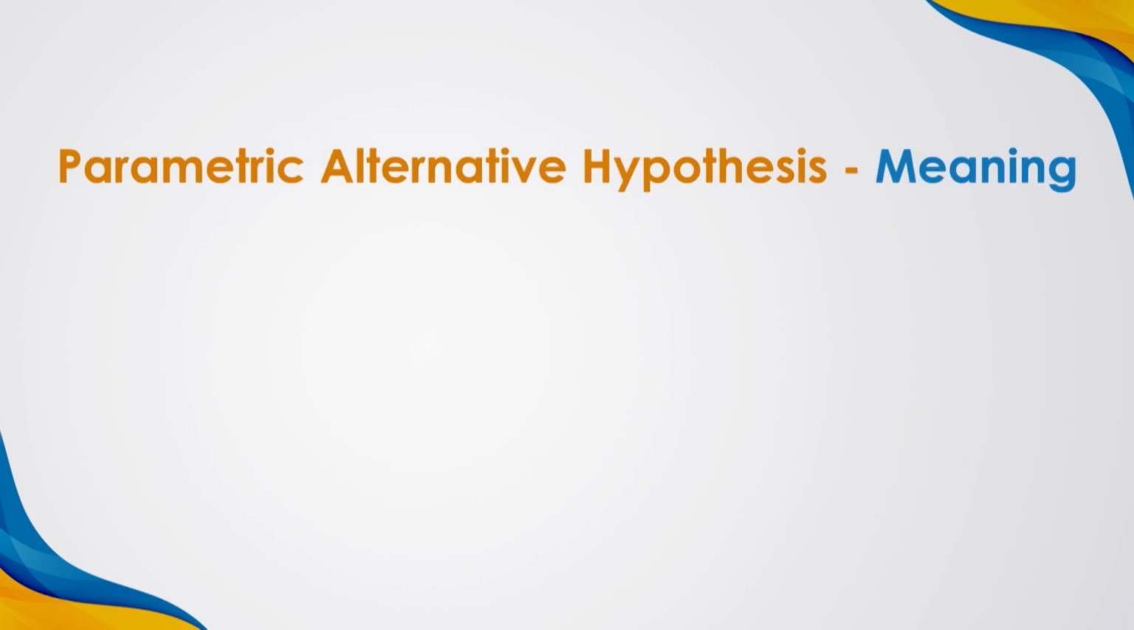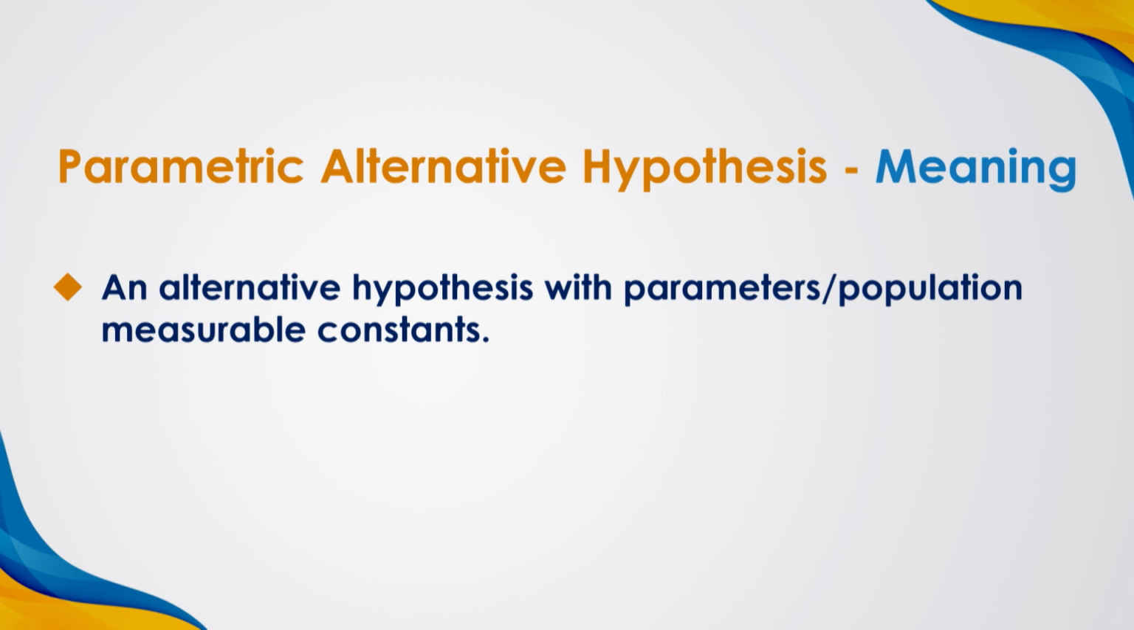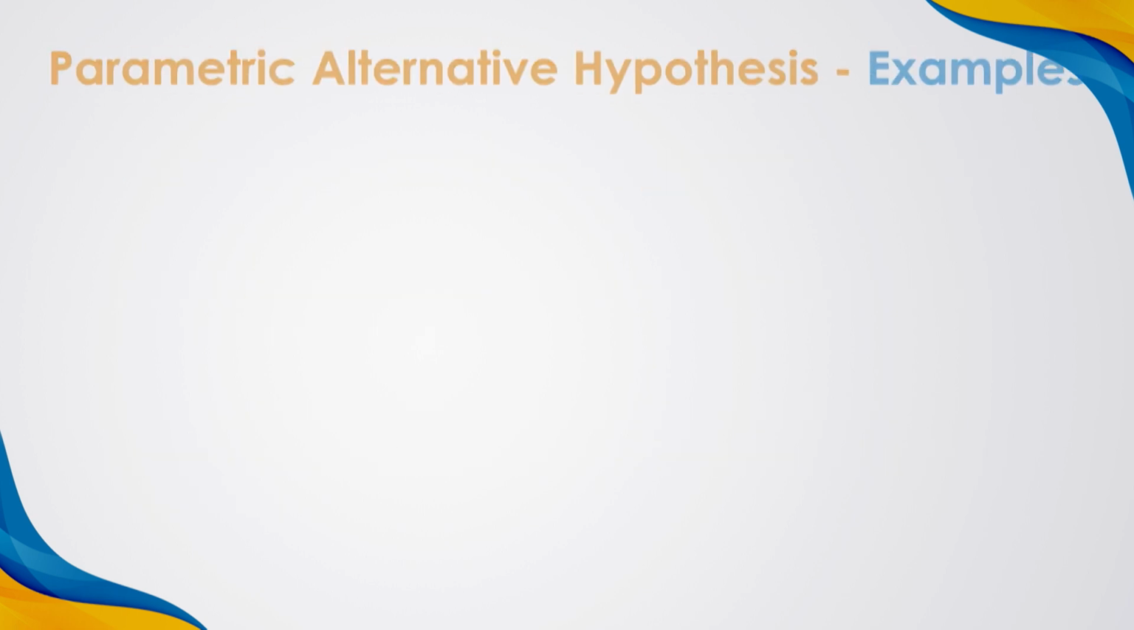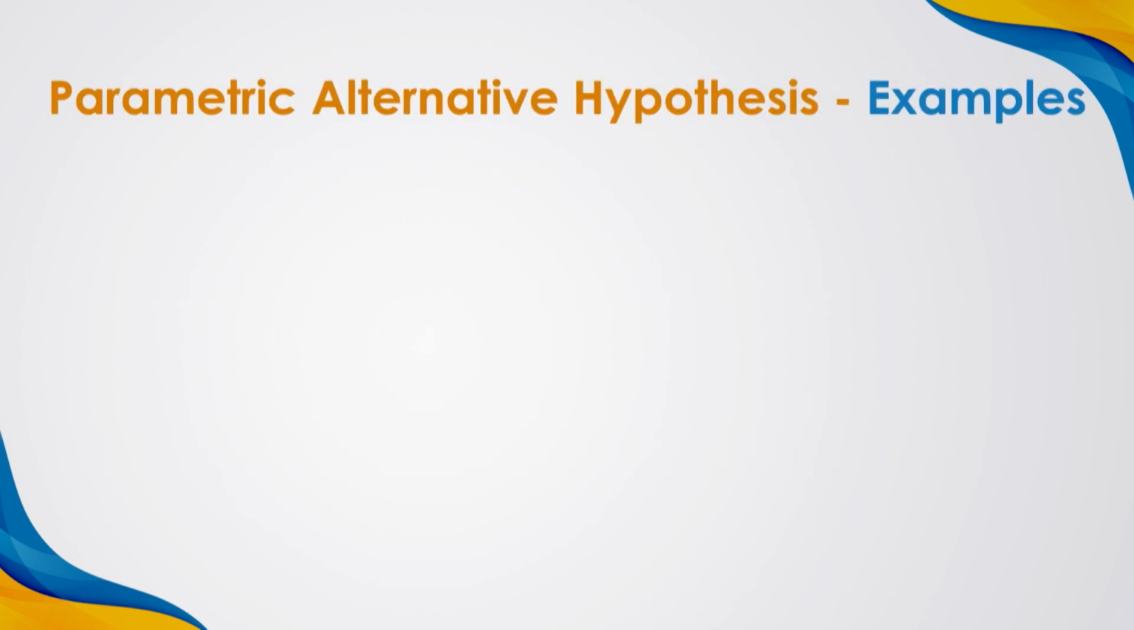Parametric alternative hypothesis, what does it mean? As the name itself says, it has to satisfy two characteristics. It should be parametric as well as alternative. Parametric means a measurable phenomenon should be there, alternative means the inverse of the null hypothesis. So, an alternative hypothesis with a parameter or population measure constraints is called a parametric alternative hypothesis. It is an inverse statement of the null hypothesis with parameters of probability distributions of the parent population.